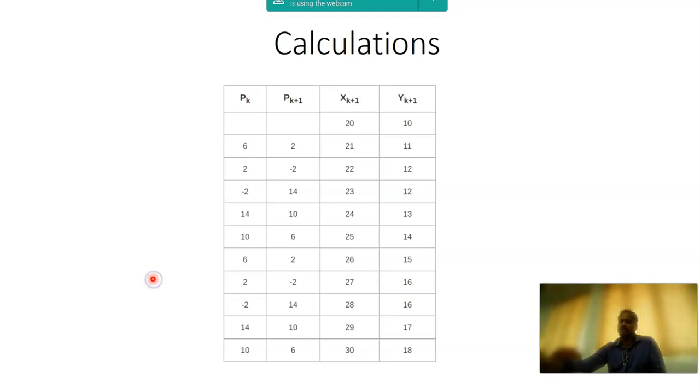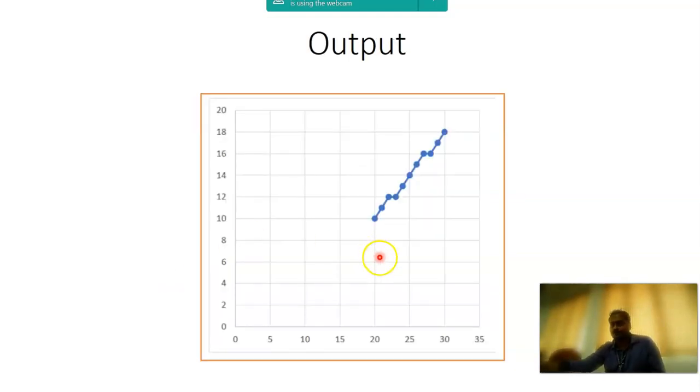Just to see the outcome of this, this is the output actually. What we got here, we started with 20, 10. Next we got 21, 11, then we got 22, 12, then we got 23, 12 itself, then we got 24, 13, then 25, 14, then next iteration 26, 15, then next iteration 27, 16, then after that 28, 16 we stayed back here, then 29, 17 and 30, 18.